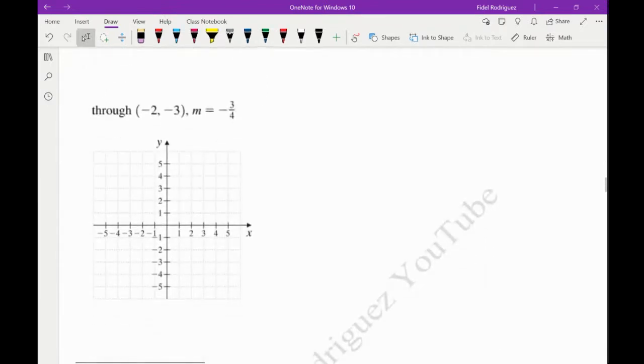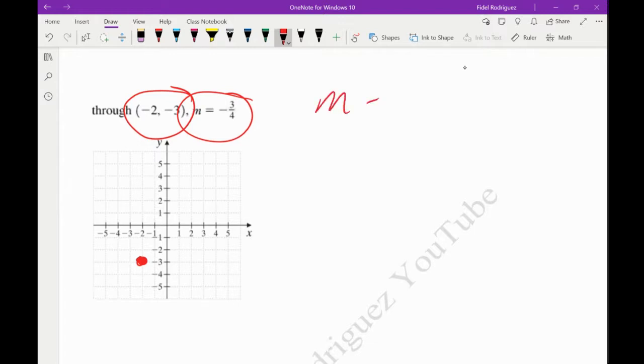All right. Let's do the same thing here. Look, we're going to plot this point here first. (-2, -3). So we're going to go to the left 2, and we're going to come down 3. That is my starting point, okay? Now, look at the slope that they gave us. They gave us the slope -3/4.